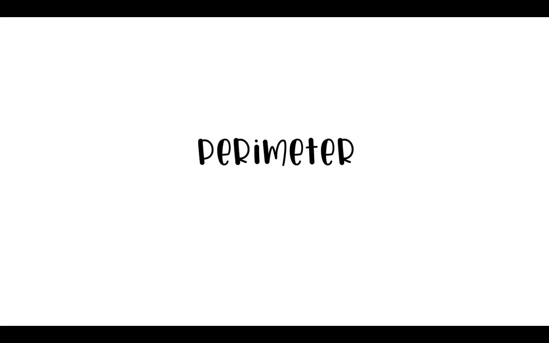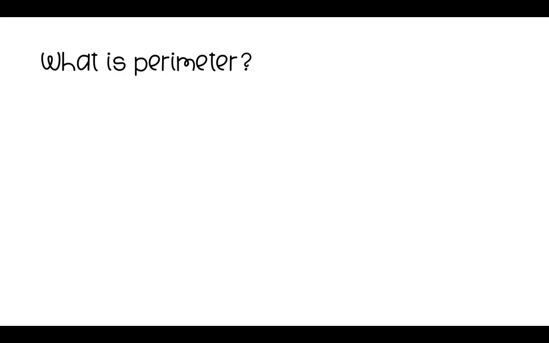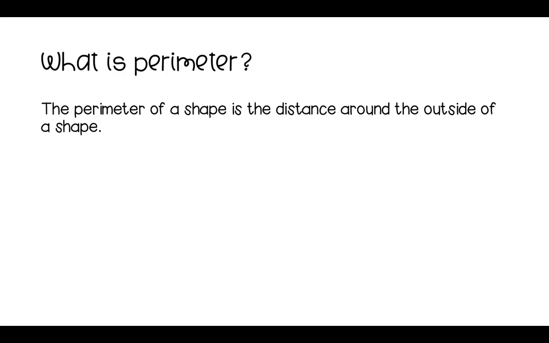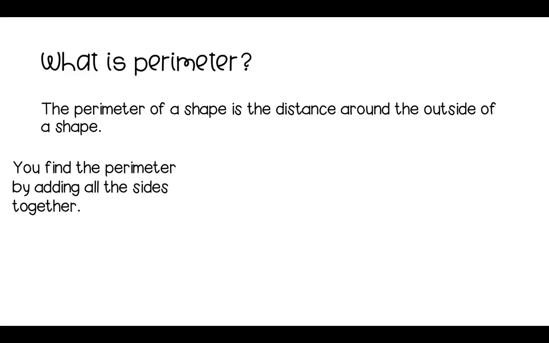This video we're going to be looking at perimeter and learning how to calculate and solve problems that require the perimeter. So what is perimeter? What is the perimeter of something? The perimeter of a shape is the distance around the outside of that shape. Okay? So you find the perimeter by adding all the sides together.